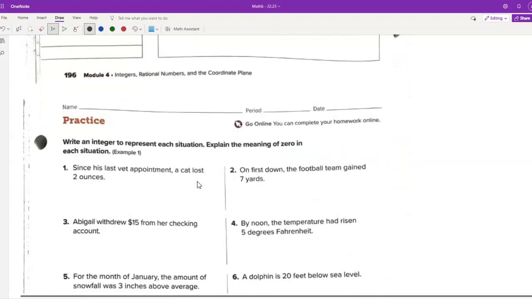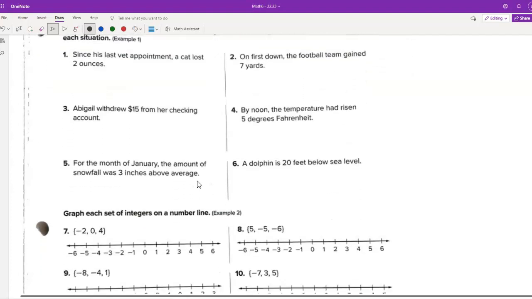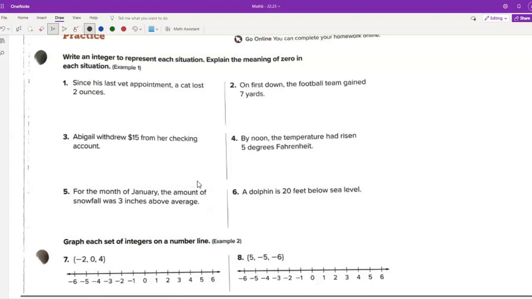All right, so we're going to go ahead and turn the page. We're going to go over to page 197. For all of these here, you're going to work through them. Numbers 1 through 6, you're going to write an integer to represent each situation. So is it positive, is it negative? But you also want to know what would be the 0 here, right? If it said 0 ounces or 0 money in her account, that kind of thing. You want to think about it in 2 different ways. So if you're stuck with that, go back and see example 1.